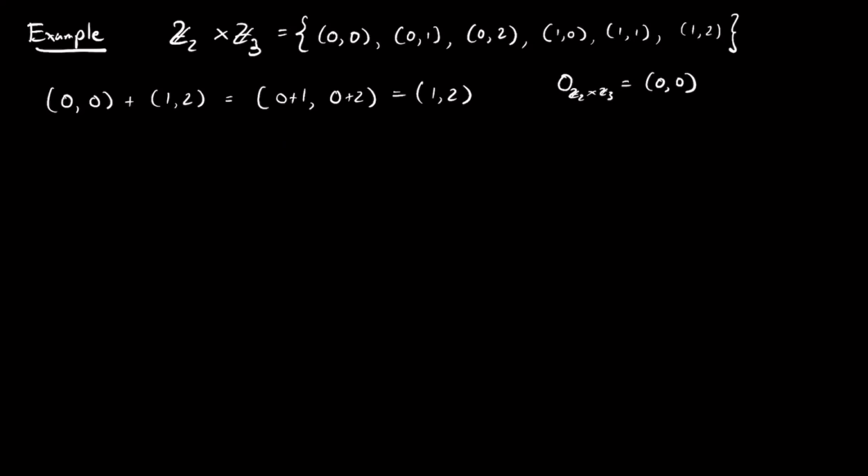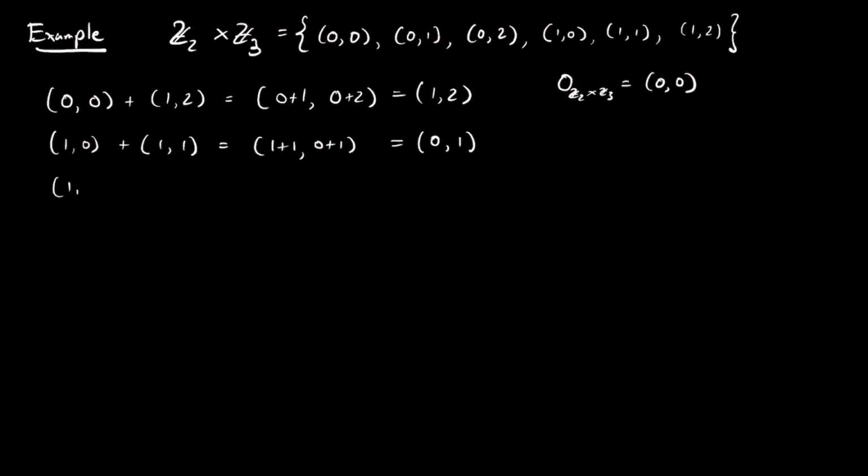Okay, so what if I were to do something like (1,0) plus (1,1)? Well, what am I doing? This is going to be 1 plus 1, 0 plus 1. The thing I would notice here is that the first addition takes place in Z mod 2. The second addition takes place in Z mod 3. So 1 plus 1 is 2, and 2 is 0 in Z mod 2. 0 plus 1 is 1, and 1 is just 1 in Z mod 3. Okay, so I get something that looks like this.